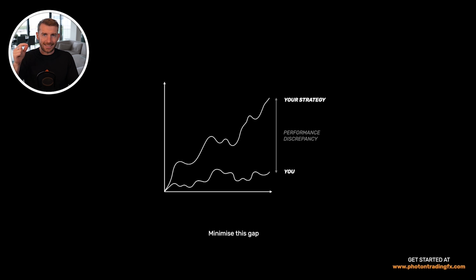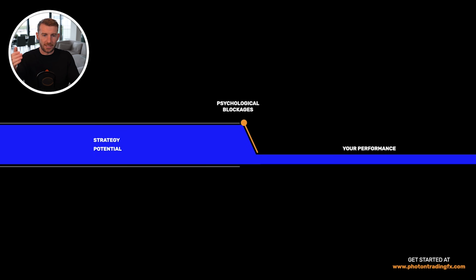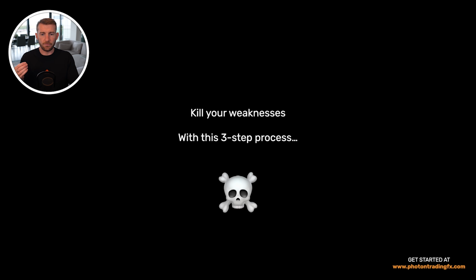And we need to minimize that gap as much as possible to increase our profit potential, because as you can probably see, your strategy has this massive potential, but your actual performance is limited. Now, why is that? Well, it's typically because you have some psychological blockages that you need to overcome if you truly want to make it in this game long term. Now, today, I'm going to show you exactly the 3-step process that I use to identify your weaknesses, solve them, and implement practical solutions to overcome them.